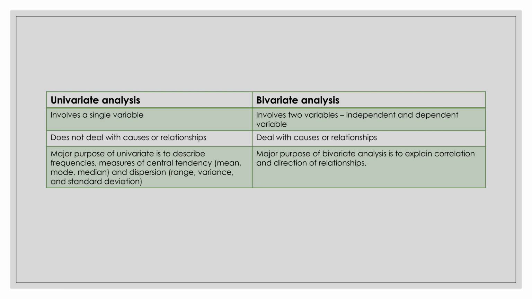So here is a quick overview comparing univariate analysis and bivariate analysis. Univariate analysis involves a single variable, while bivariate analysis involves two variables, which are the independent and dependent variables. Univariate analysis does not deal with causes or relationships, unlike bivariate, which deals with causes or relationships. In univariate analysis, the major purpose is to describe frequencies, measures of central tendency, where we calculate the mean, mode and median, and also the dispersion, where we calculate the range, variance, and the standard deviation. While for bivariate analysis, the major purpose is to explain correlation and the direction of the relationship.